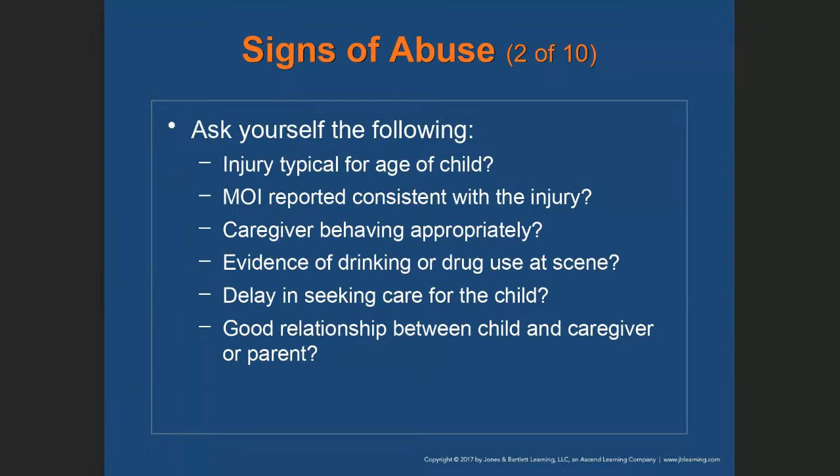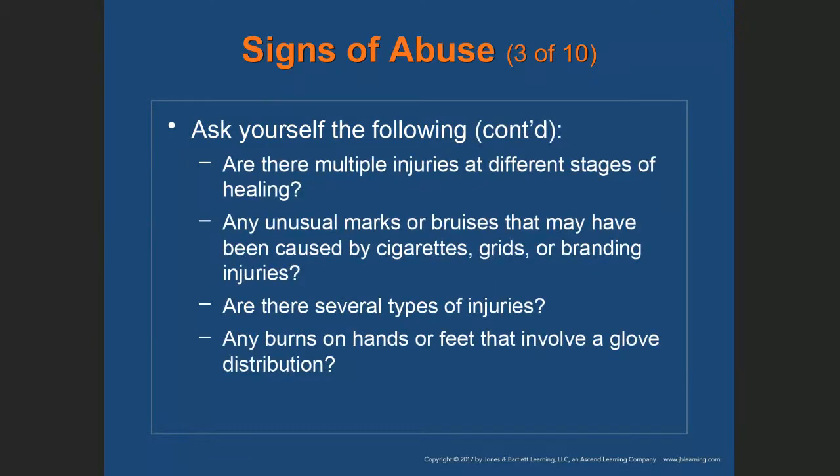alcohol abuse or drug abuse at the scene? Are they showing interest in seeking care for the child? Can you observe good interaction between the child and the caregivers or parents? Are there multiple injuries in different stages of healing? Do you see unusual marks or bruises that may have been caused by cigarette burns or branding injuries? Are there several types of injuries present? Are there any burns on the hands or feet?